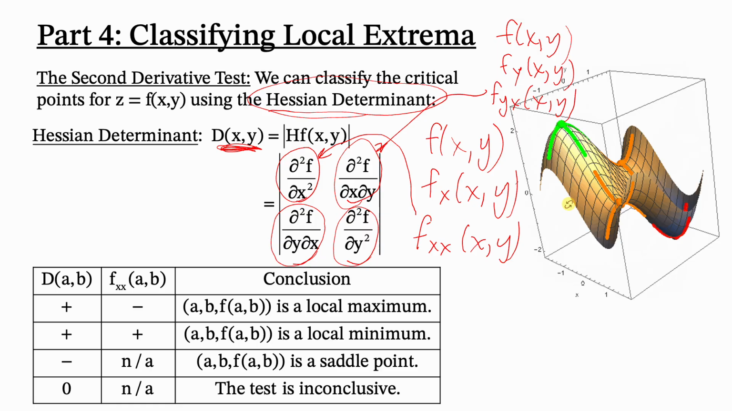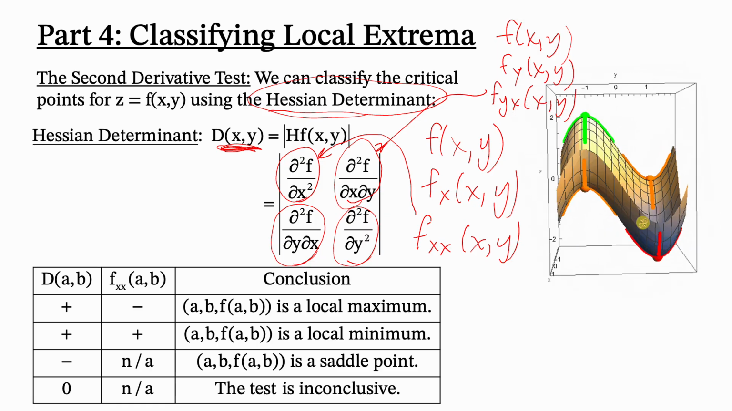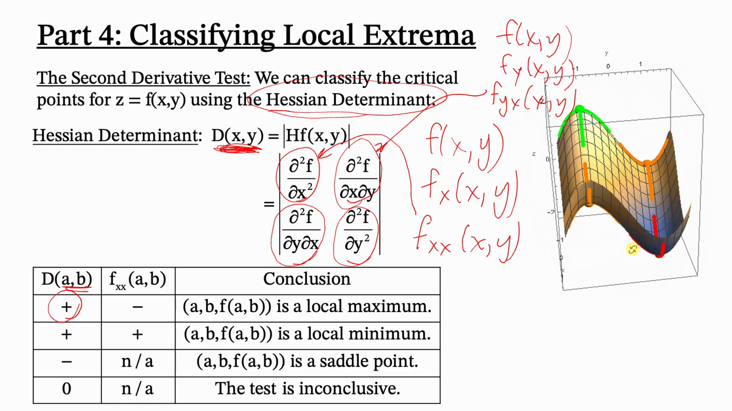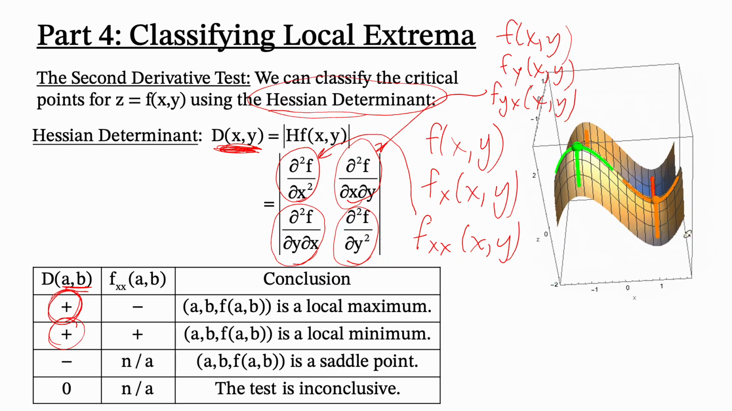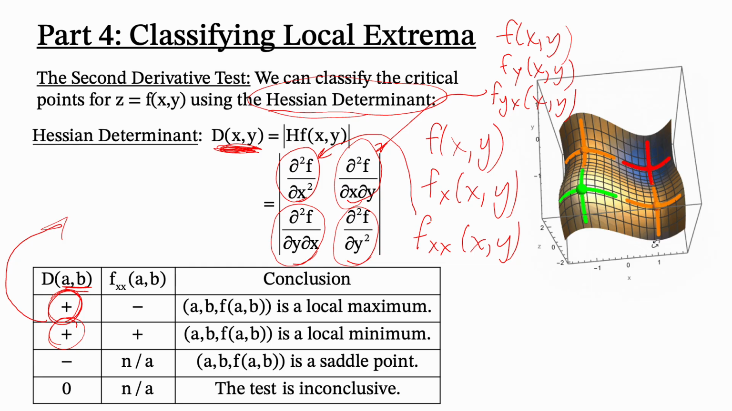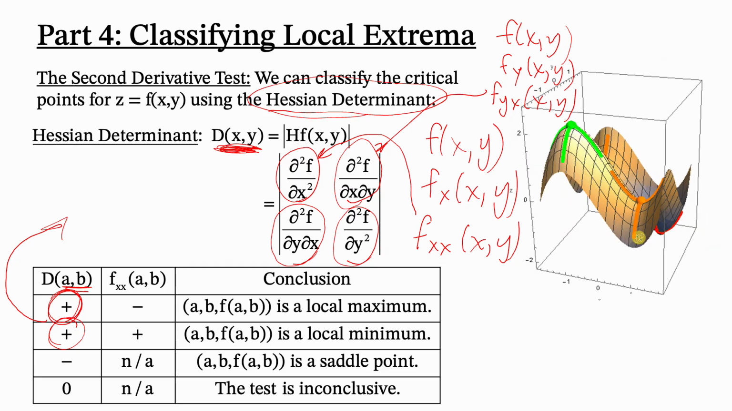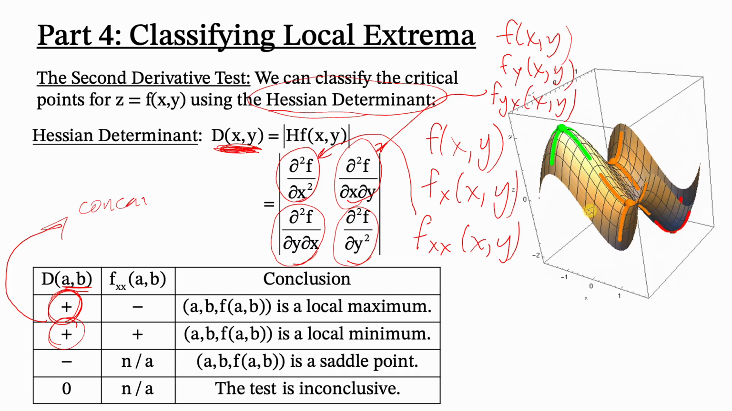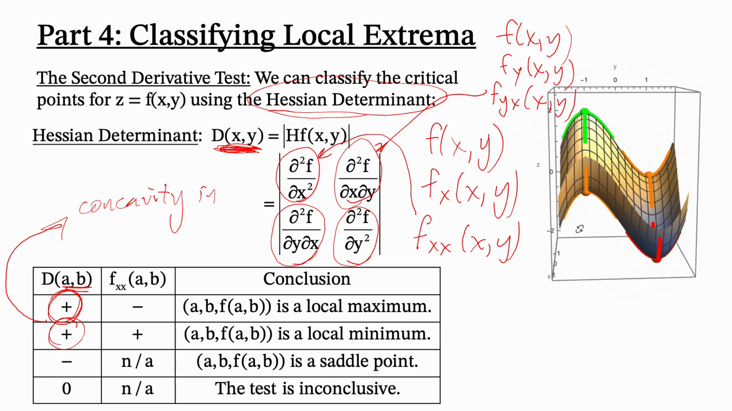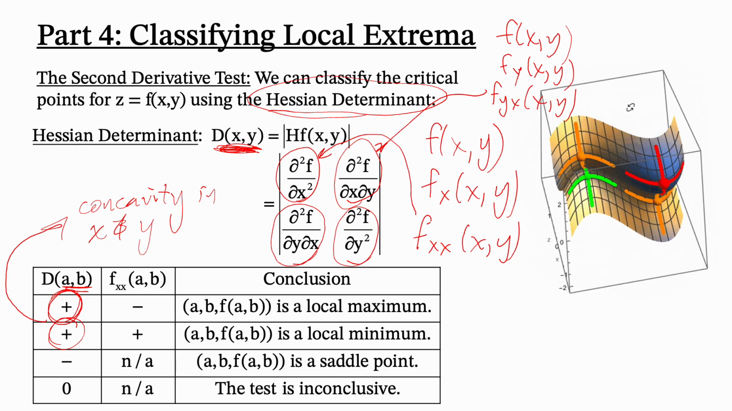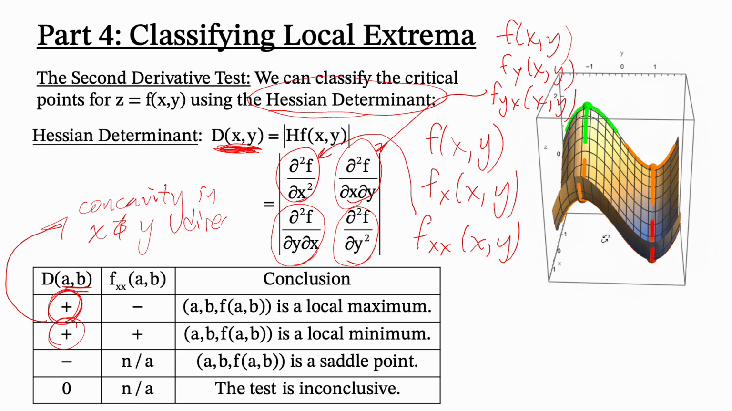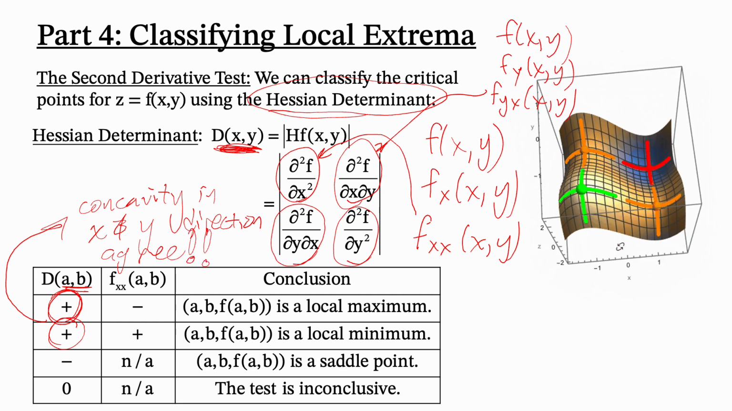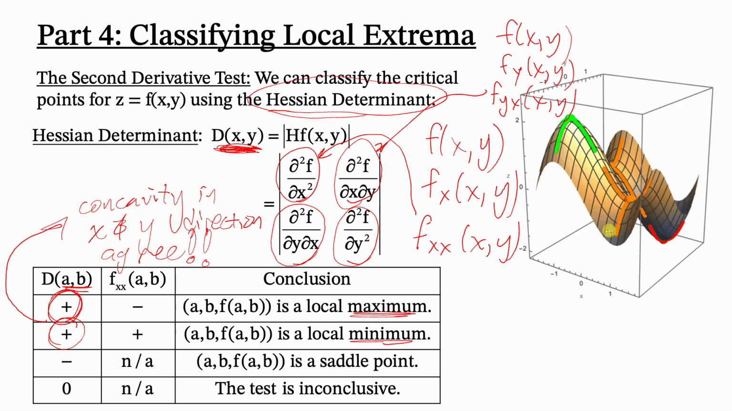And you take the determinant of that matrix, and here's what this determinant is going to tell you. When you take the determinant at your critical point, if that determinant is positive, what it's going to tell you is the concavities agree. The concavity in the x direction and the concavity in the y direction, and all the directions in between, are going to agree with each other, which tells you you either have a max or a min.